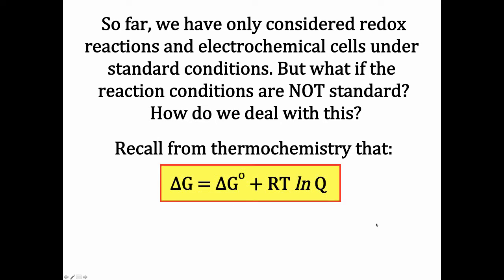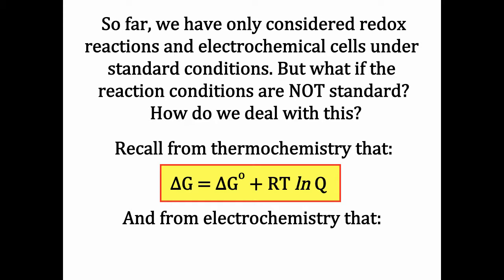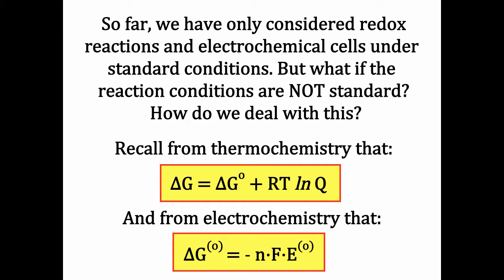If we have non-standard conditions, we determine delta G rather than delta G naught, and delta G equals delta G naught plus RT log Q. Now, we've also very recently seen from electrochemistry that delta G is equal to negative NFE. And under standard conditions, delta G naught equals negative NFE naught. If we don't have standard conditions, then delta G equals negative NFE, and neither delta G nor E are standard.